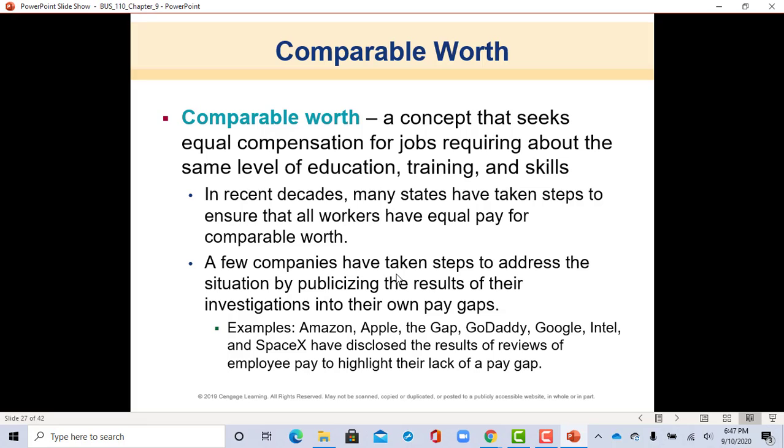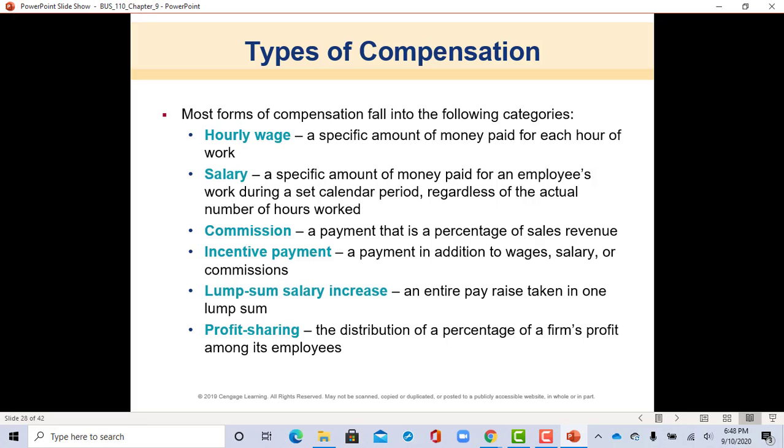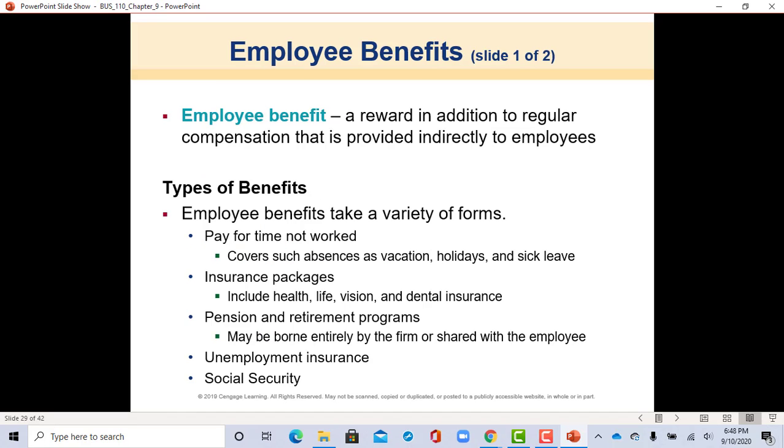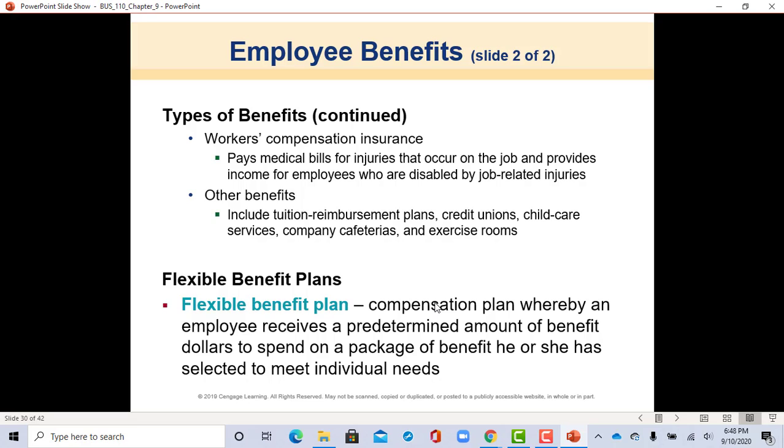So comparable worth. It's a concept born from the fact that women are paid less than men. Compensation can take a variety of forms. We've got hourly work, salary, commission, incentive payment, lump sum salary increase, and profit sharing. Employee benefits consist mainly of services paid for by employers. The average cost of benefits is 30% of employees' total compensation.